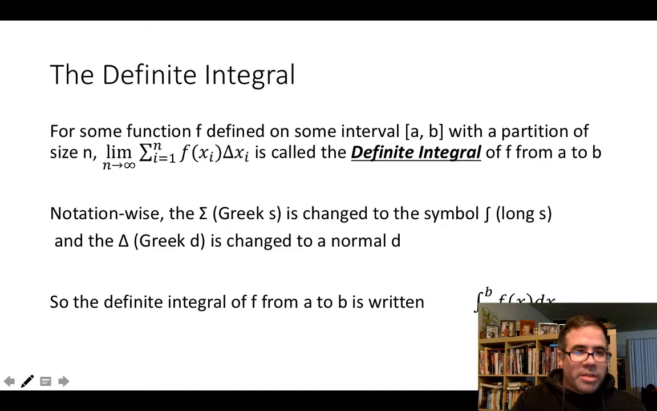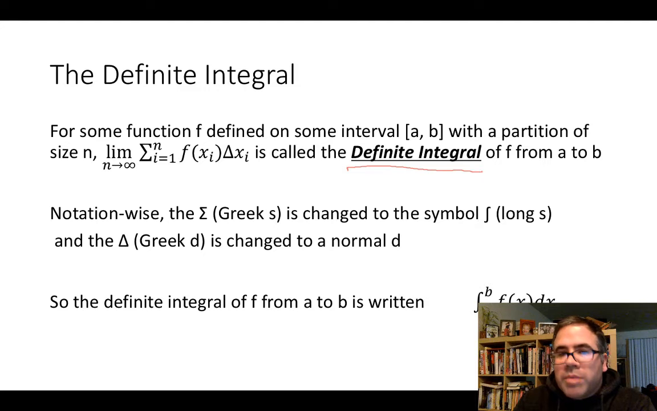So I'm going to throw some words at you. For some function f defined on some interval a, b. For right now, we're only defining this on closed intervals. With a partition of size n, the limit, as n increases without bound, of our Riemann sum is called the definite integral of f from a to b, right? We're going to be working with definite integrals. The definite part is important. We'll get what it contrasts to later.